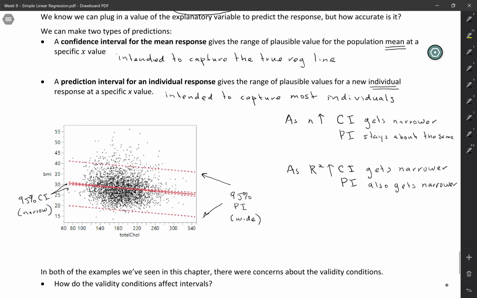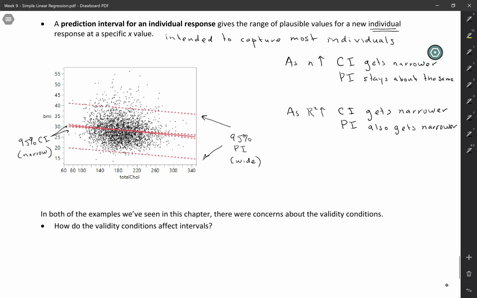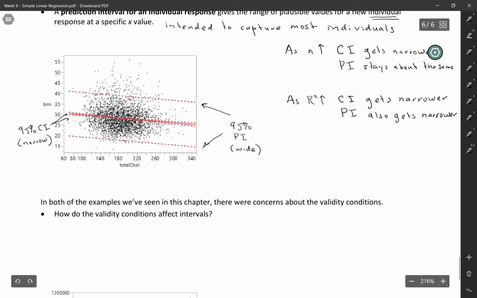of those individuals. Also wanted to make some connections to the conditions for inference because both of the examples that we've seen so far in this chapter, there have been some concerns about those conditions. So let's think about the BMI example first. If you remember from the previous video, with the BMI example, we saw some evidence of non-normality of the residuals, and specifically when we looked at the histogram, it looked like the residuals were a little bit skewed to the right.